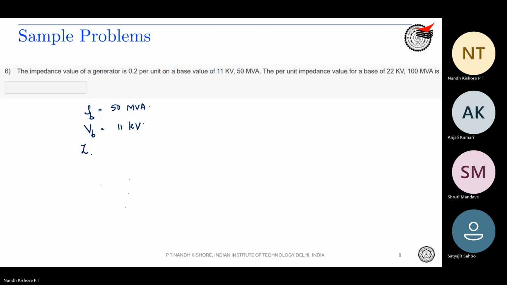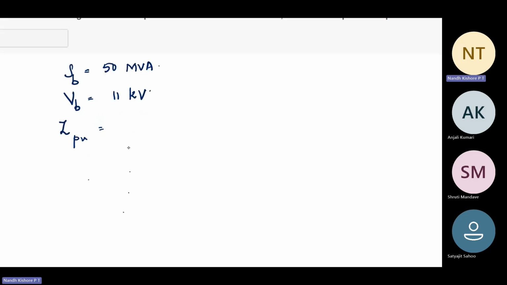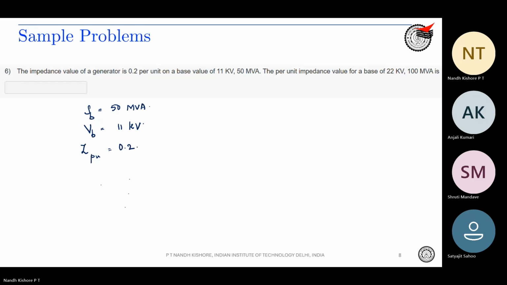Let's say the per unit impedance is 0.2. The per unit impedance, or let's call this Z, is the value for a base of 22 kV. So this is all VB1. VB2 is 22 kV and SB2 is 100 MVA. What is your ZPU new?